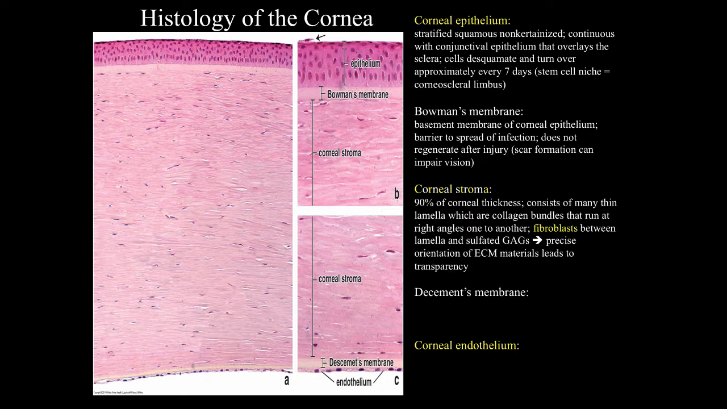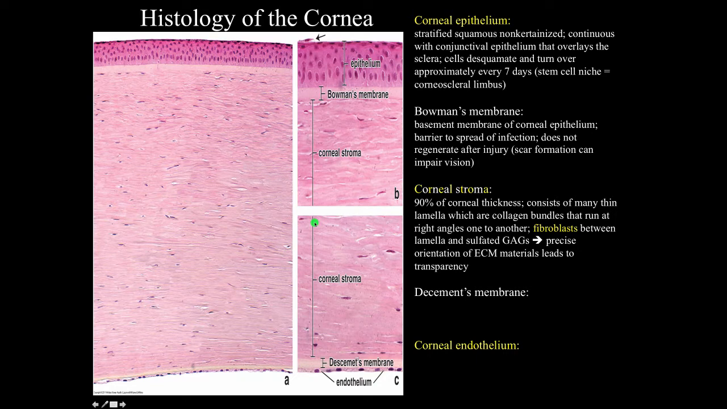Now, the corneal stroma accounts for about 90% of the thickness of the cornea, and it consists of many thin lamellae, which are essentially collagen bundles that run at right angles to each other, and it contains fibroblasts between the lamellae. That's why we call this a cellular layer, but it's also a layer of substantial extracellular matrix material. That's why I've highlighted it in this funny font.